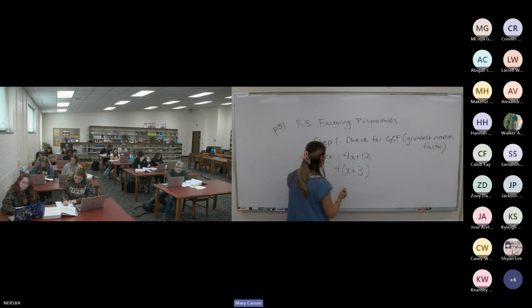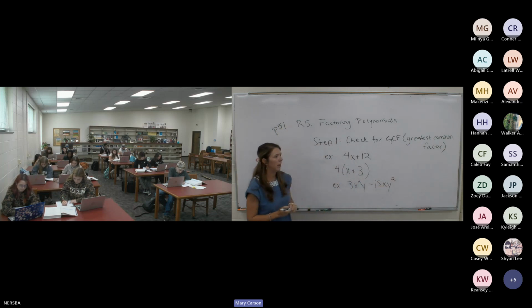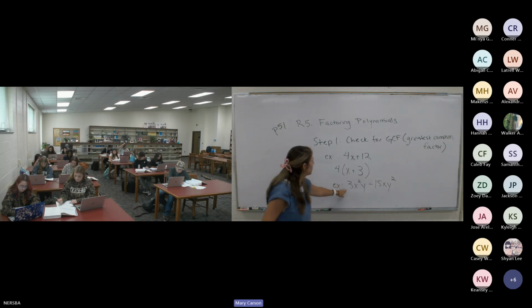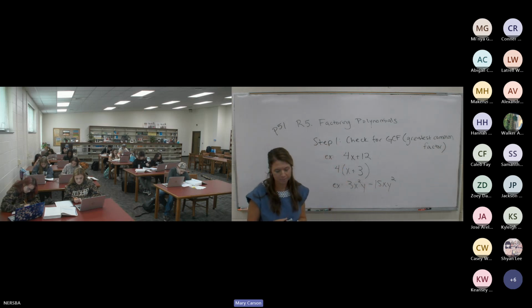Okay. Let me give you another one. Let's do 3x squared y minus 15xy squared. You guys pull out the GCF for that one. Check for GCF. Factor it using the GCF. Okay, so 3x squared y minus 15xy squared. Factor out the GCF.